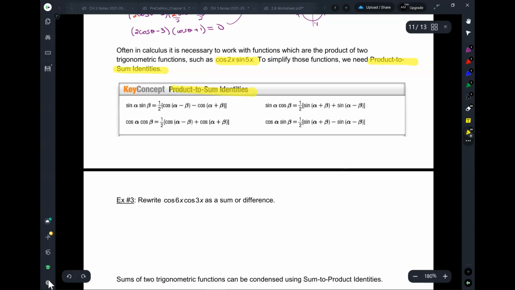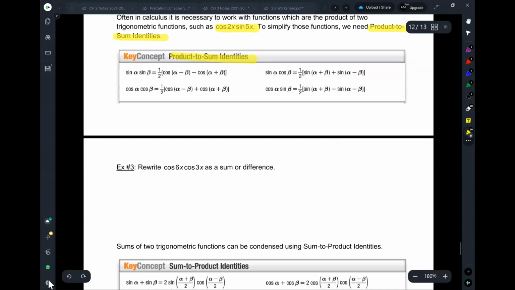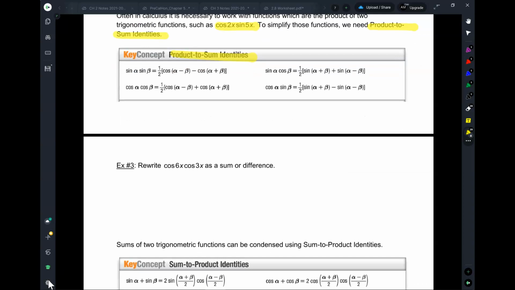Why are they called product to sum identities? Because you start with a product, you end with a sum, or a difference. So look at this. You have sine alpha times sine beta, two different angles, and then this is just the identity. There is no need for you to memorize all this. These are things that you don't need as often, and you can just look them up. But it's like the quadratic formula: you have to know the quadratic formula to move on, since it's not efficient to be looking it up all the time.